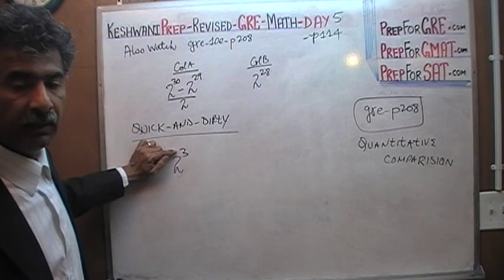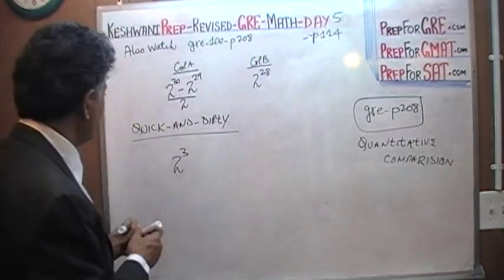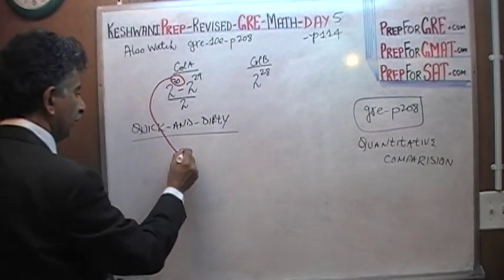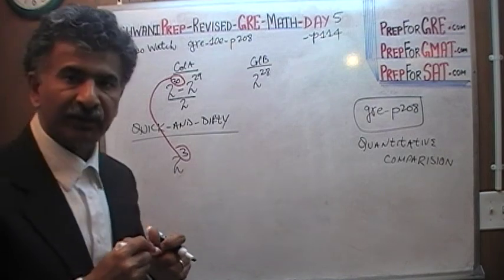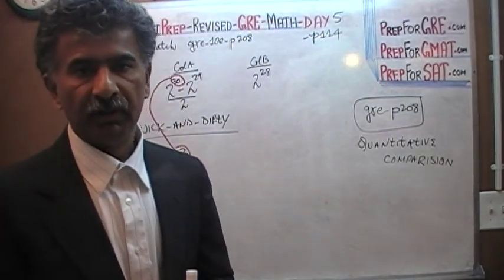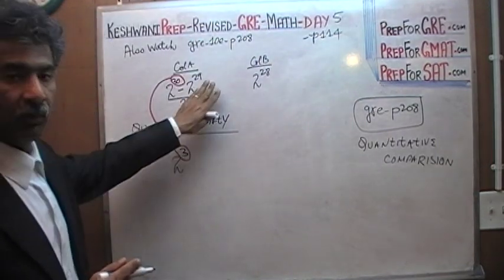We have reduced it by the power of 27. We have subtracted 27 from here to here. As long as we subtract 27 from each exponent, nothing is going to change. Whatever reasoning holds here is the exact same reasoning that is going to hold here.